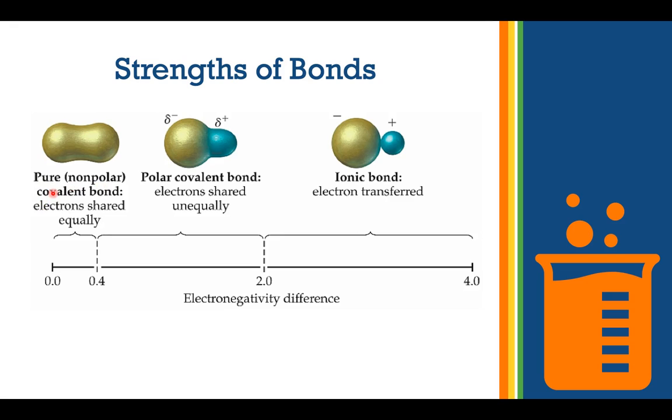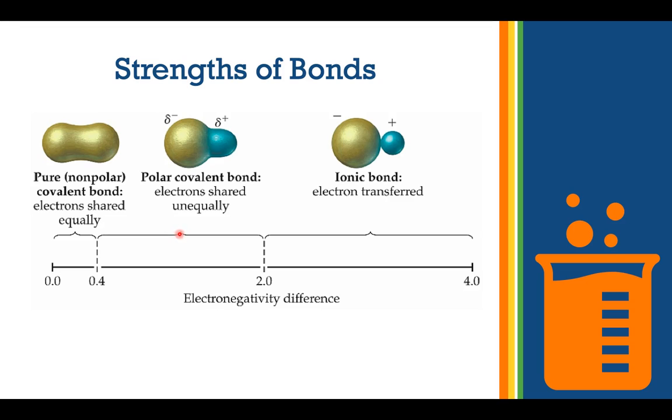So we have pure nonpolar covalent bonds, where electrons are shared equally. On a scale of 0 to 4, they're at about a 0.4. Okay, that's about their strength. For polar covalent bonds, electrons are shared unequally. And remember, even though the electron cloud is shared, covalent bonds are shared, ionic are transferred, okay? Even though this electron cloud is shared, we have a partial negative and a partial positive. They're shared unequally, whereas nonpolar is shared equally.